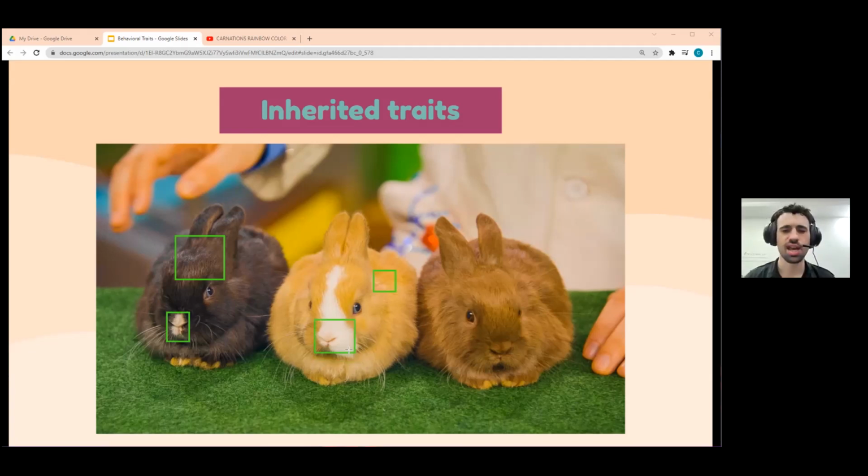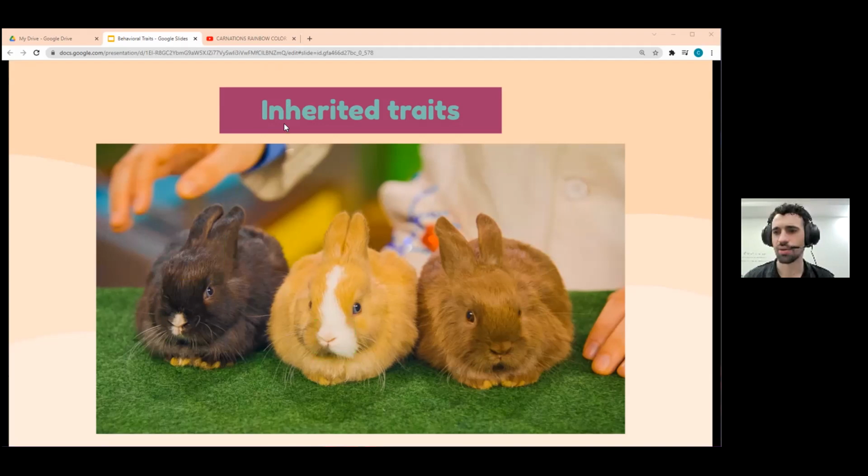Does anyone know a behavior that might be inherited? What would be a behavior that would be inherited? Something these bunnies would do that would be inherited. Can anyone think of an inherited trait? What is something a bunny would do without having to learn it?